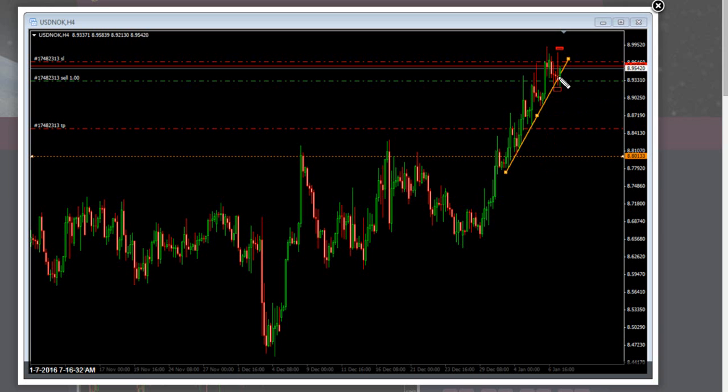But again, you got to give it a little leeway, right? Price is not perfect, especially on a pair like the USD Norwegian dollar. Things overshoot, right? You have wicks that extend through. So I wasn't worried, but at the same time, I know I still need to protect myself. I do not want to take that full 3% loss.